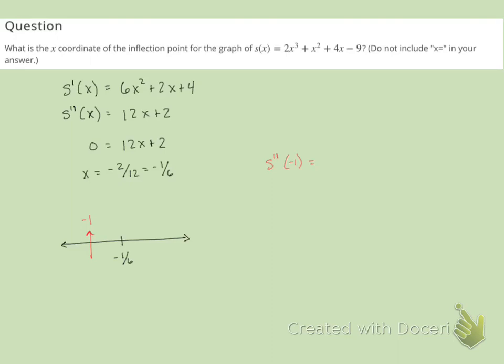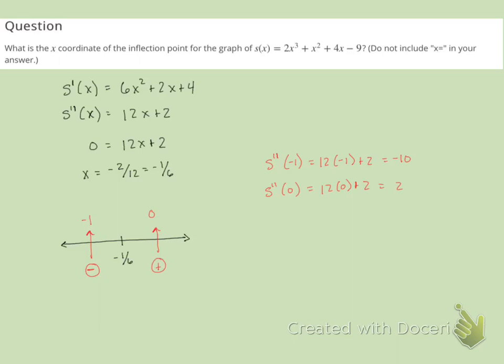So plugging in negative 1, we've got 12 times negative 1 plus 2, which is going to give us a negative 10. So we have a negative value when we put in negative 1. Now we want to find a value larger than negative 1/6. I'm going to pick 0. And when we put that in, we have 12 times 0 plus 2, which is going to be 2, and so this is a positive value.